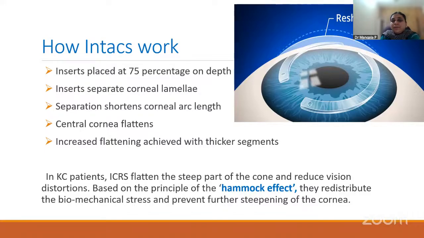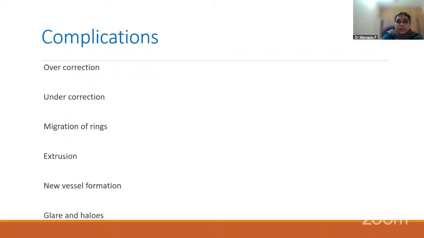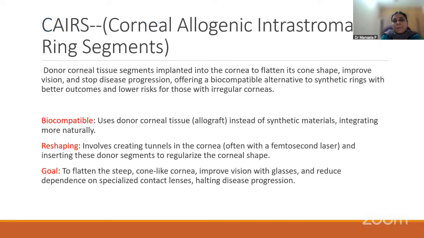The basic principle is the hammock effect, so that the steepening is reduced and it causes flattening of the central cornea. The complications will be overcorrection, undercorrection, migration of the rings, extrusion, new vessel formation, and glare and halos. To overcome these problems, corneal allogenic intrastromal ring segments are now gaining popularity because of their biocompatible nature. The biocompatibility is because the donor corneal tissue is an allograft instead of synthetic materials.